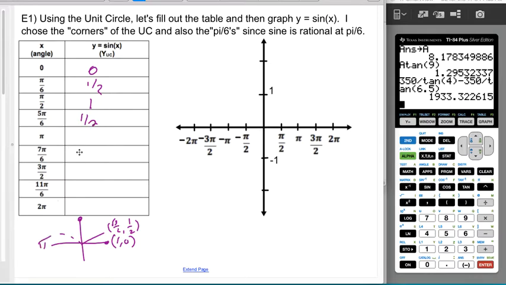At pi, sine is a 0. At 7 pi over 6, it's that same half, but it's negative now. At 3 pi over 2, sine is a negative 1. At 11 pi over 6, sine is a negative 1/2, and then at 2 pi, we're back to 0.